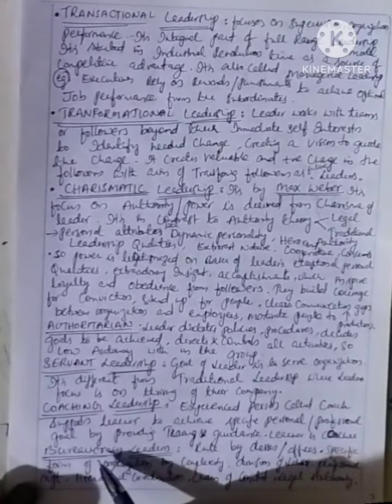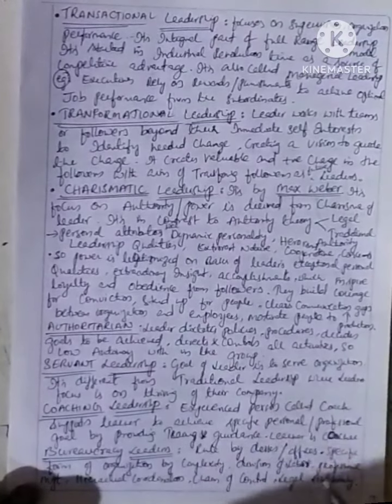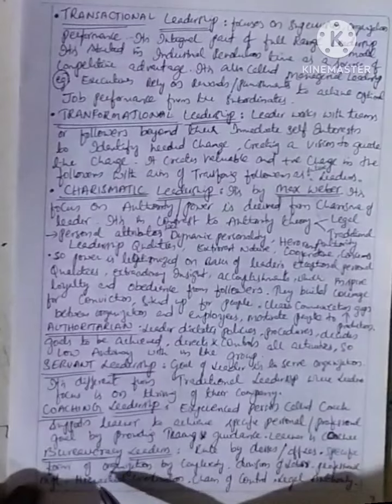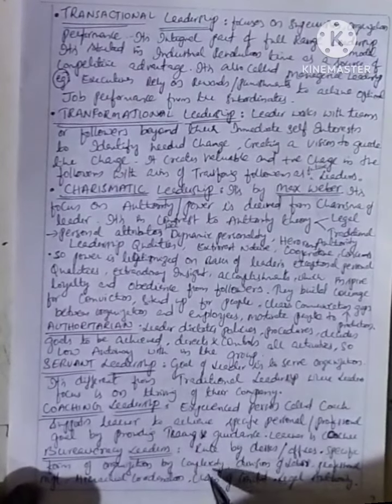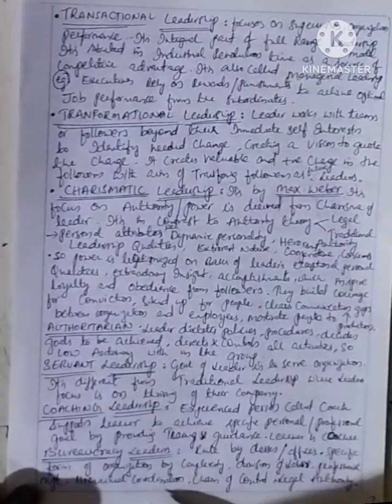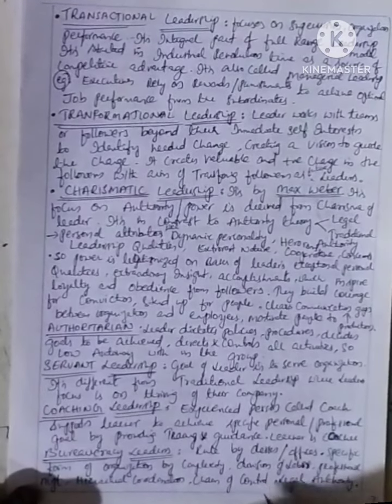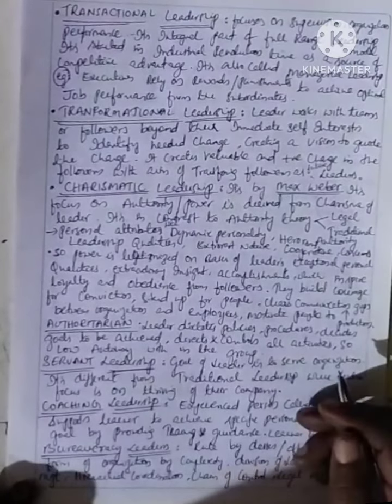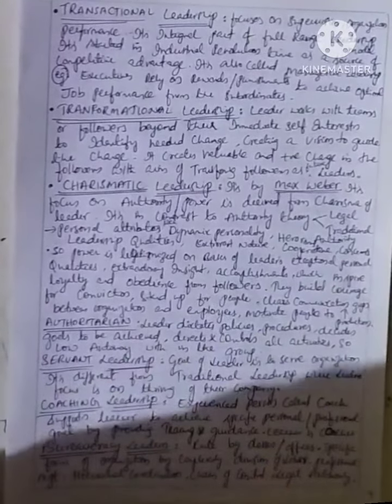Last but not least, bureaucracy leadership. They rule by desks and offices, a specific form of organization by complexity, division of labor, professional management, hierarchical coordination and chain of control, legal authority, etc. So, these are the various leadership theories.